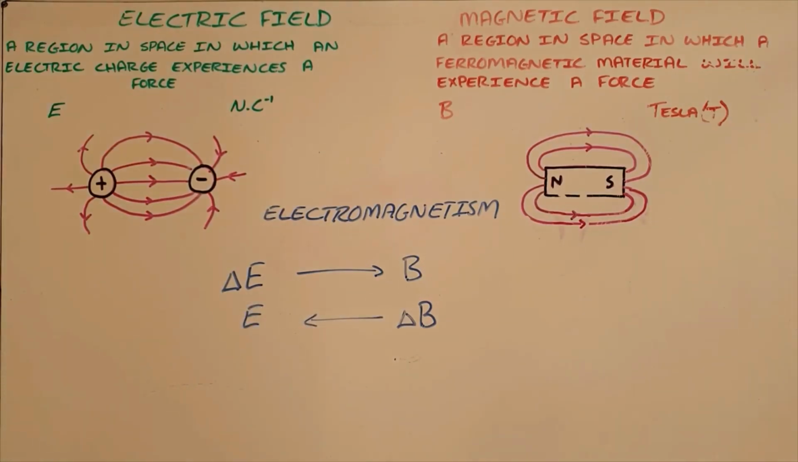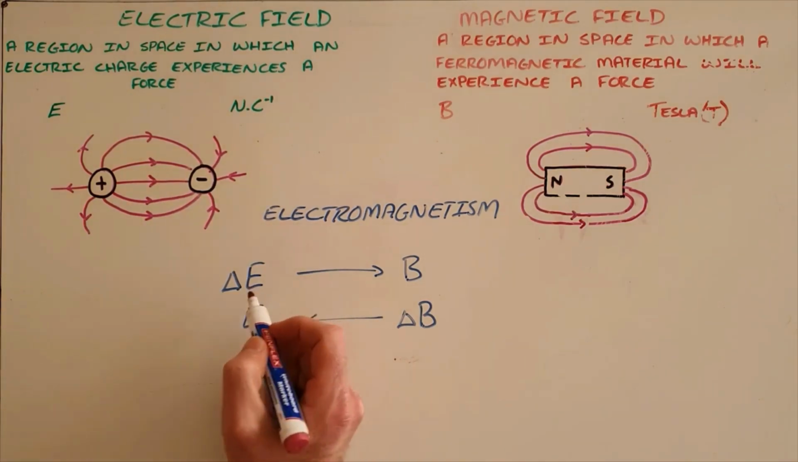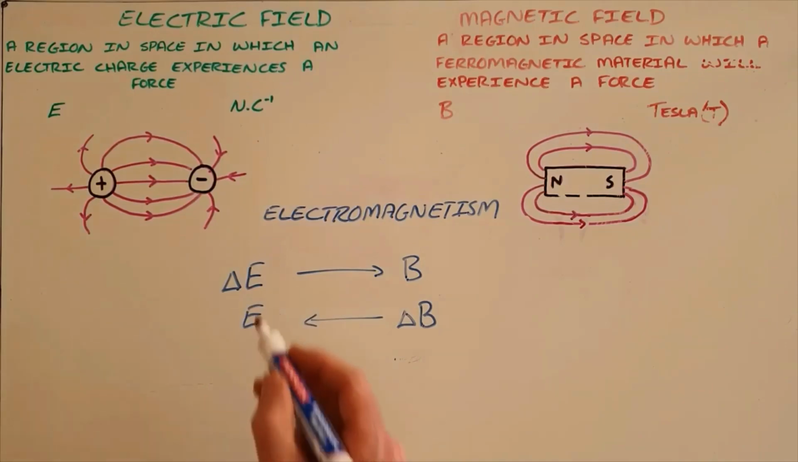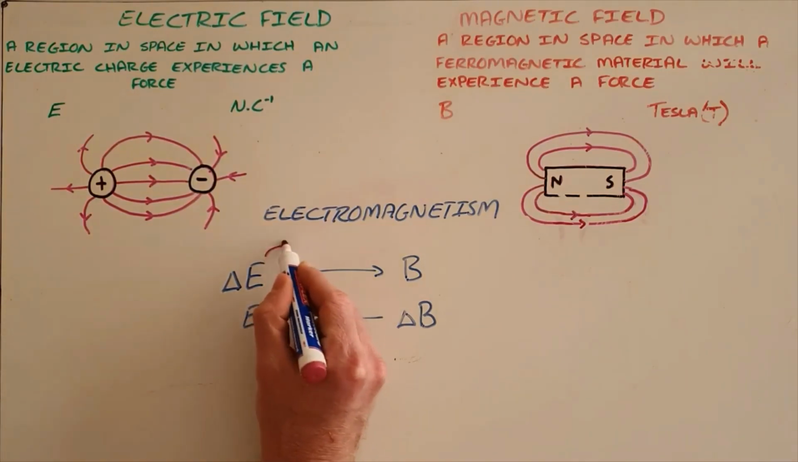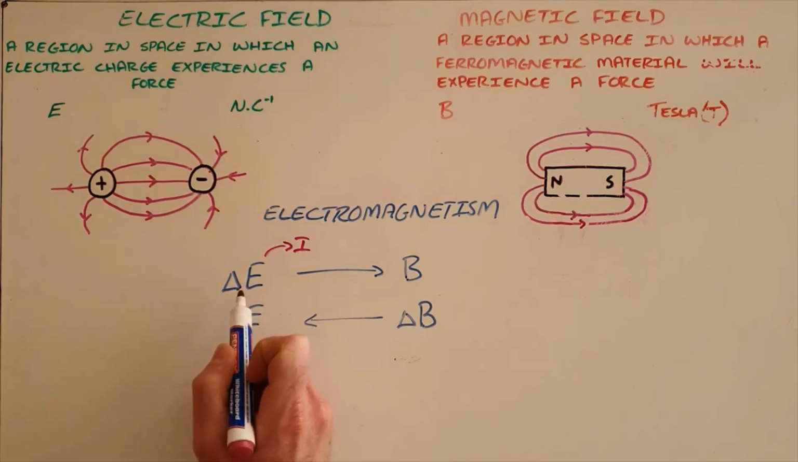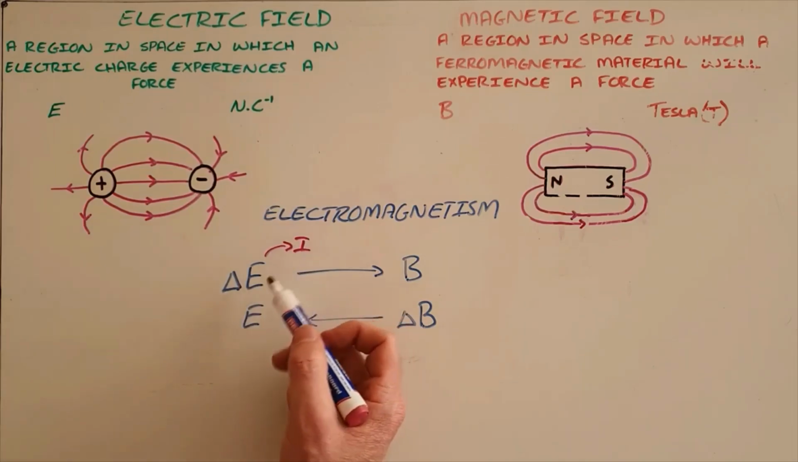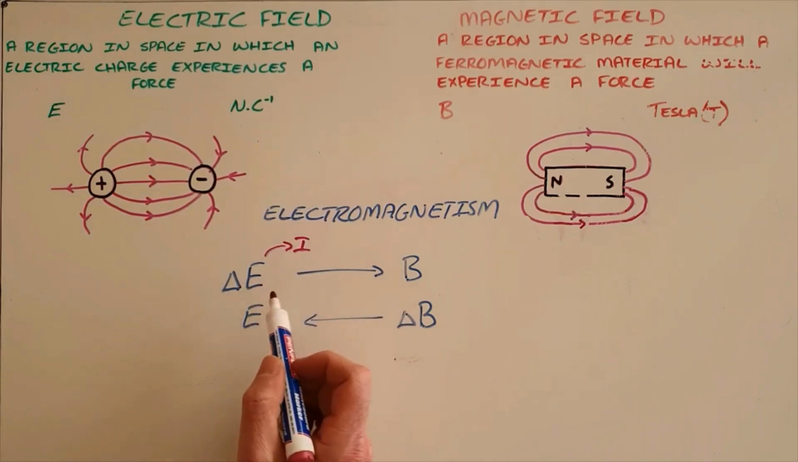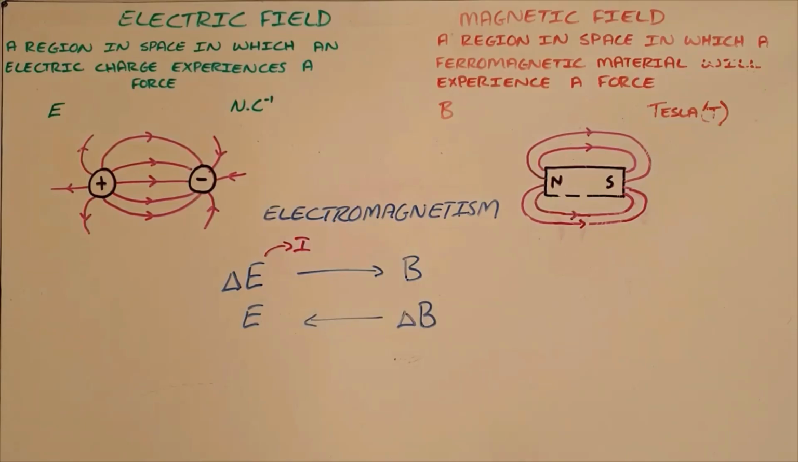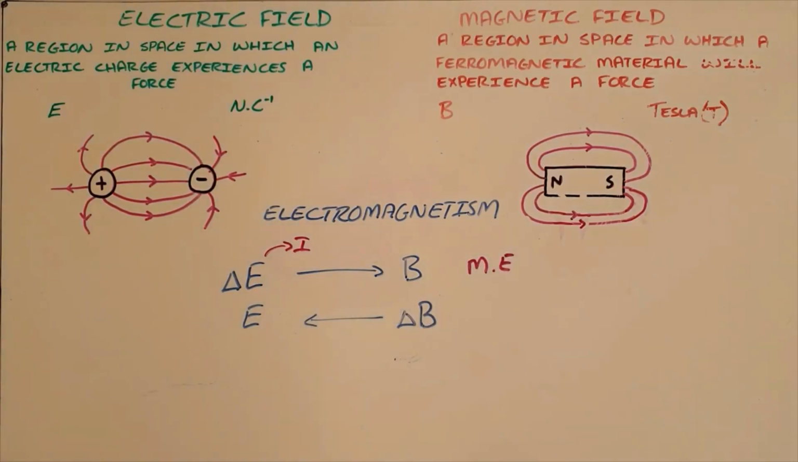Creating a changing field is very simple, as a changing electric field simply means a charge that is moving, and we know that when charge is moving, we have a current that is moving through a wire or some kind of conductor. So essentially what we are saying here is that a changing electric field, which is a result of a current, or a current that is a result of a changing electric field, will always induce a magnetic field, and this is known as the motor effect.